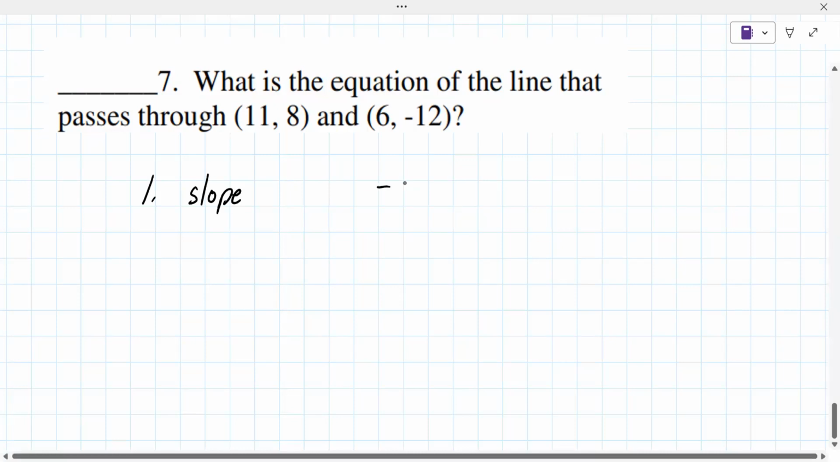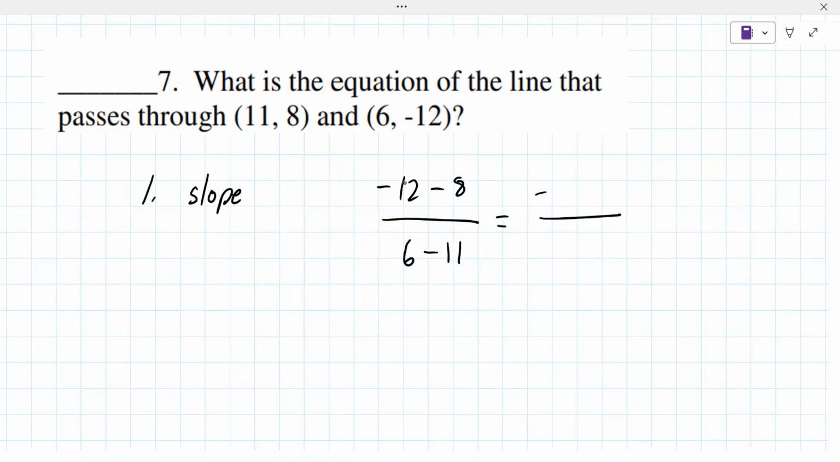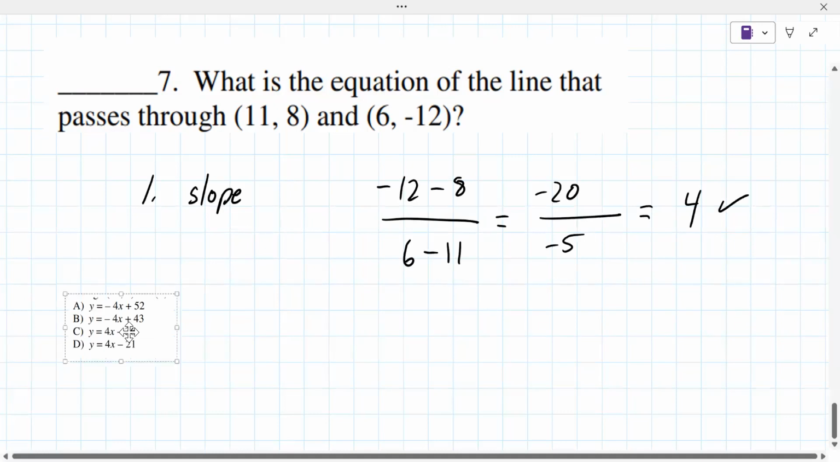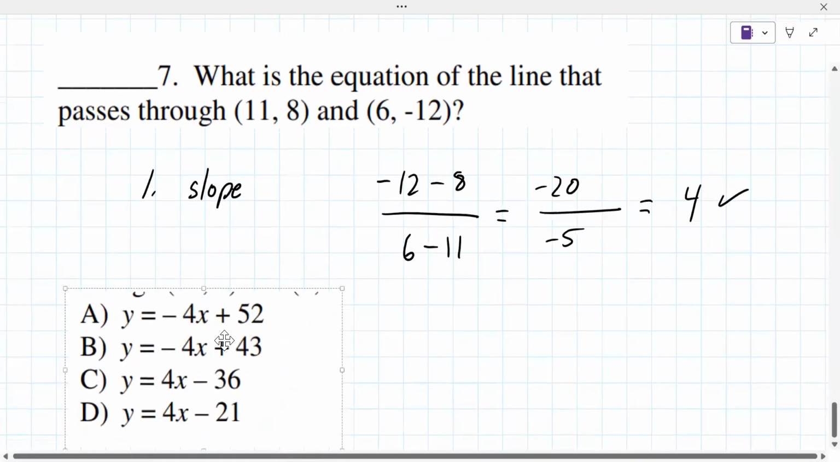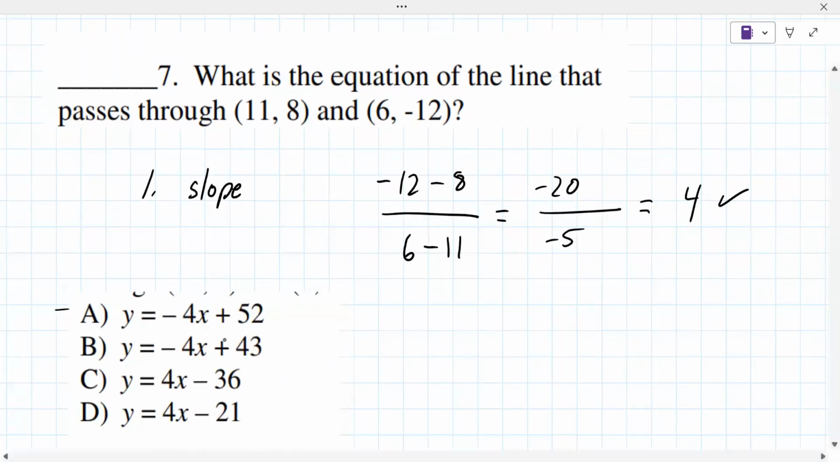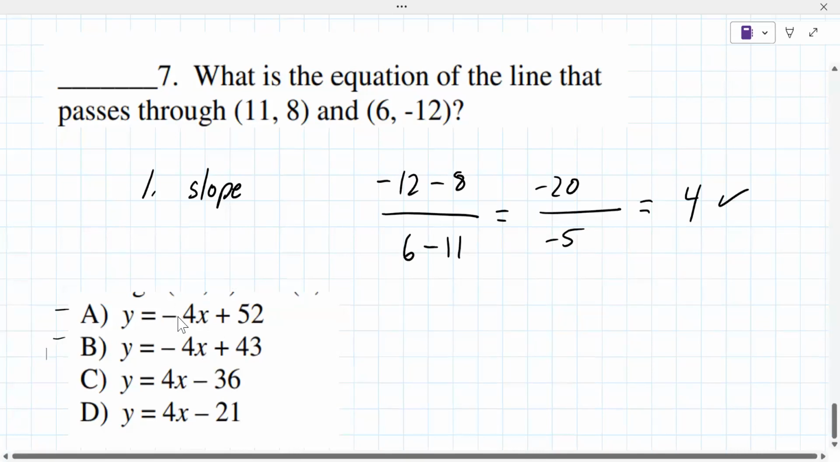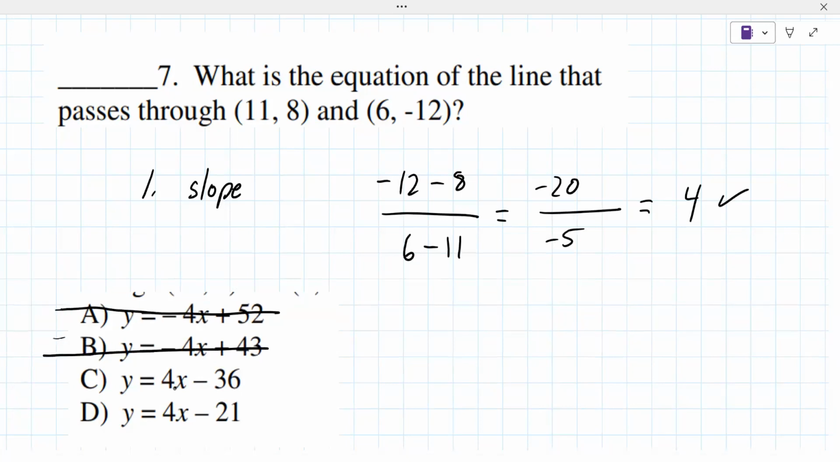Okay, so let's take a look here. Minus 12 minus 8 over 6 minus 11, that's minus 20 over minus 5, which becomes positive 4. Very good. Okay, so now let's look at the answers, because this is where you're gonna be able to get some more points on this test without having to do much. Notice how half the answers have the slope as negative 4x. So see how A and B have negative 4x as their slope, and C and D have 4x. So you can eliminate those two.